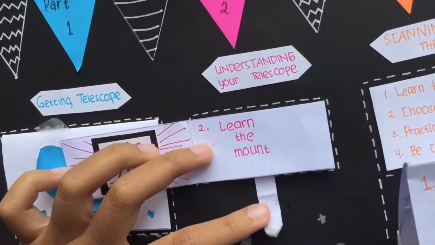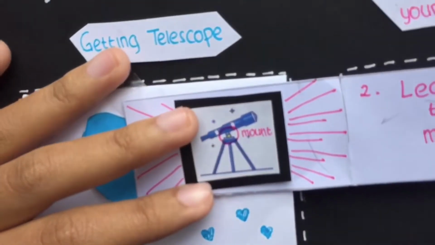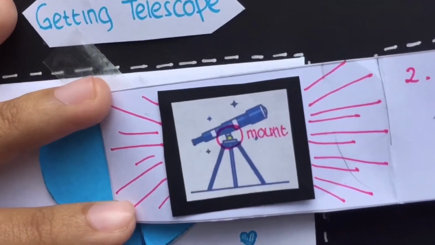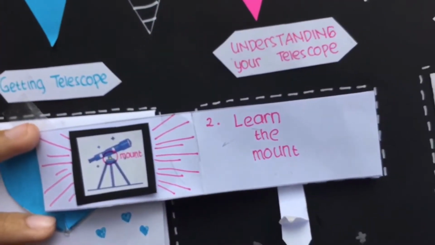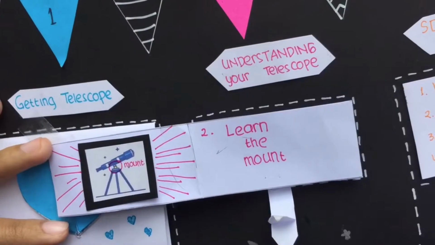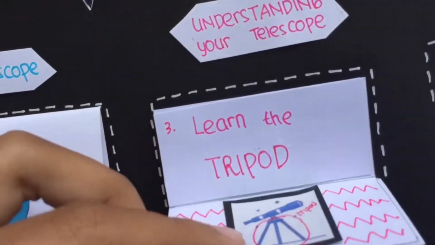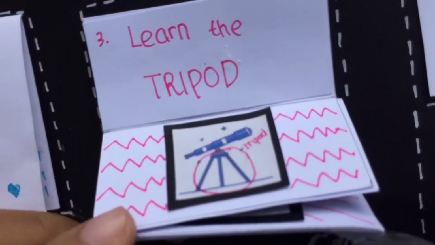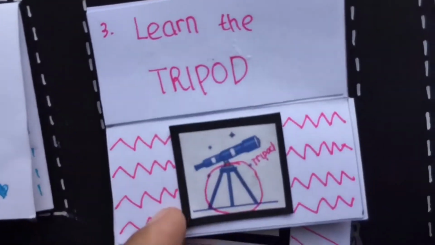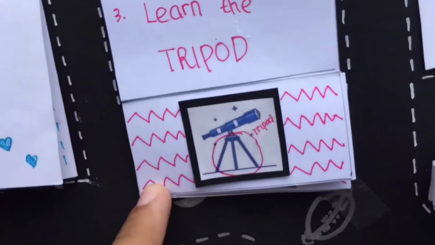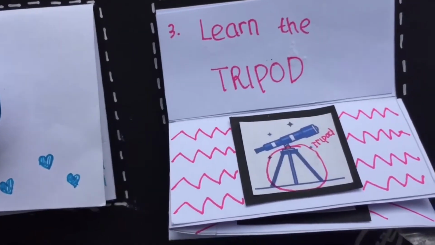And then the second is learn the mount. Telescopes typically come in 2 types: equatorial or alt-azimuth. You will need to know which kind of telescope you have so you can learn how to operate your telescope. And then the third is learn the tripod. You will need to make sure that the 3 legs of your telescope are properly balanced, otherwise the telescope can fall over and become damaged.